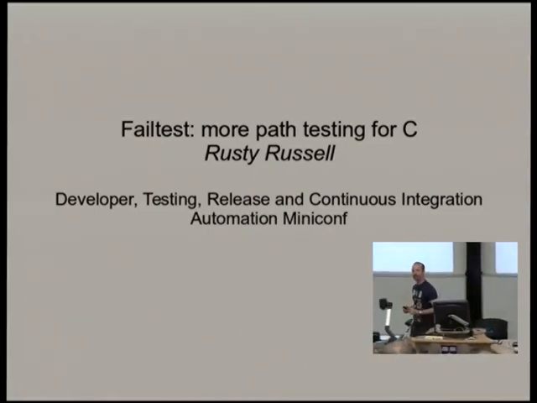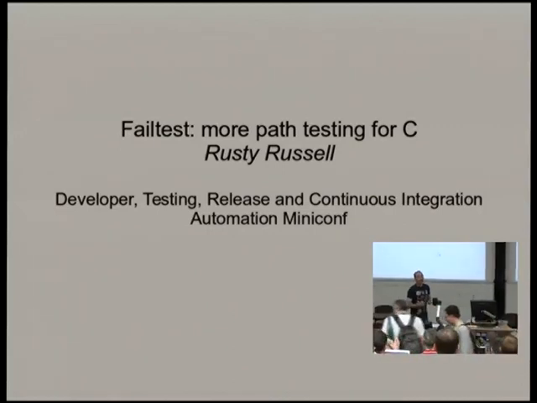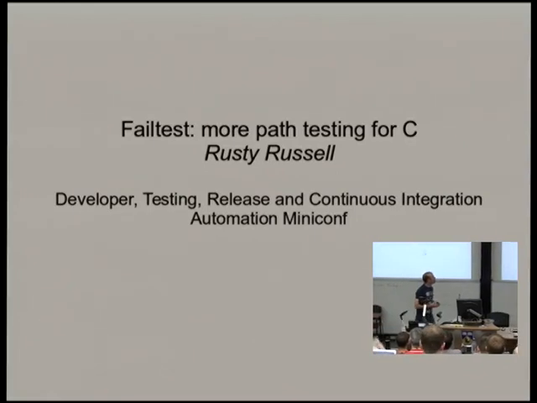This is basically a very narrow topic talk. It is about failure path testing in C, and at least how I do it. There are several approaches, but I'll discuss this one.